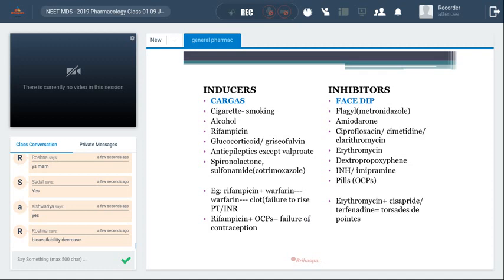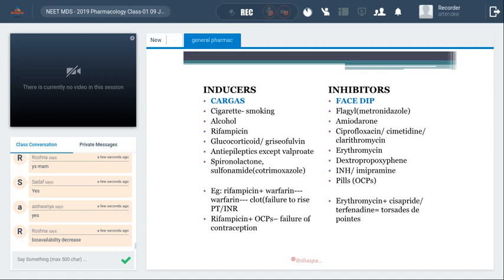I repeat, cigarette smoking, alcohol, rifampicin, griseofulvin, glucocorticoids. That means steroids are also inducers. Then all anti-epileptics except valproate, spironolactone and sulfonamide. Please remember this mnemonic, which includes the majority of the inducer drugs. Clinically, what do we ask? Usually the question will revolve around an alcoholic who was given a second drug. So what happens to the effect of this drug? Either you have to increase the dose or what? That's how the question will be. Or a patient on rifampicin, an anti-tubercular drug, was given a second drug, and the effect of the second drug came down, something like that.